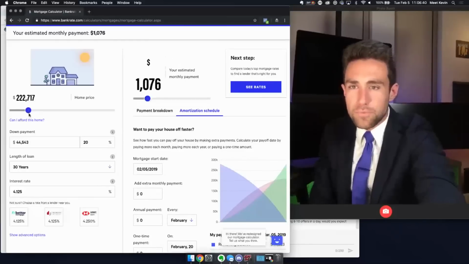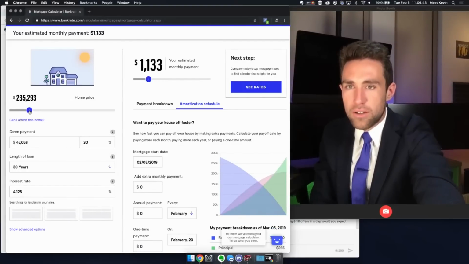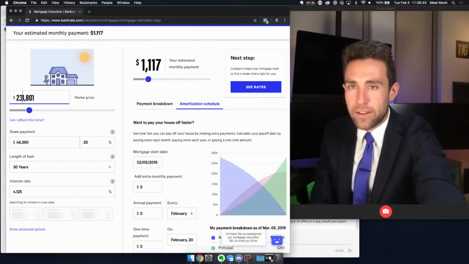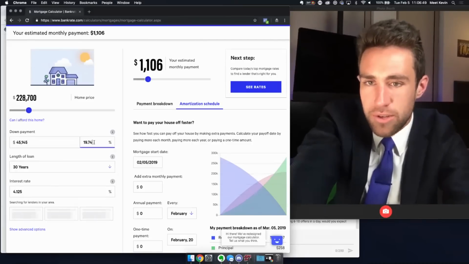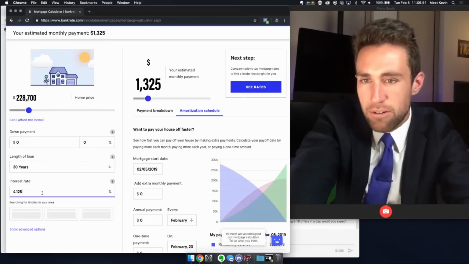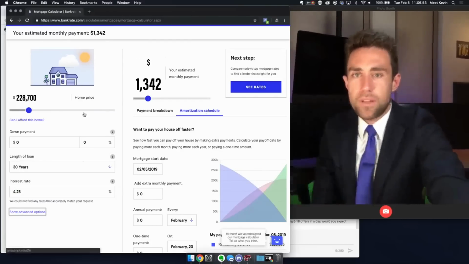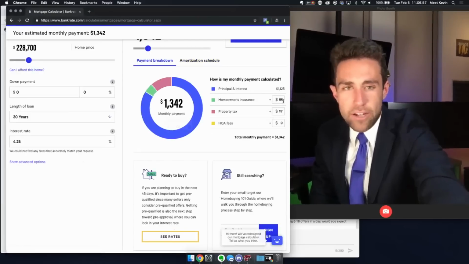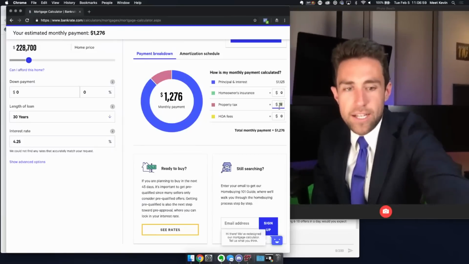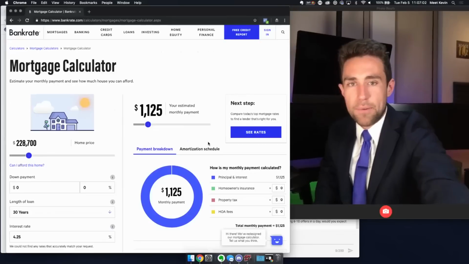So the loan was somewhere around 228. Can I just, yeah, I can. Okay, let's go back to 228,700. You folks will see what I'm going to do here. Down payment, 4.25. And let me get rid of all this other extra stuff. These calculators, they always add this extra stuff. I don't want the extra stuff. I just want to look at the actual amortization schedule.